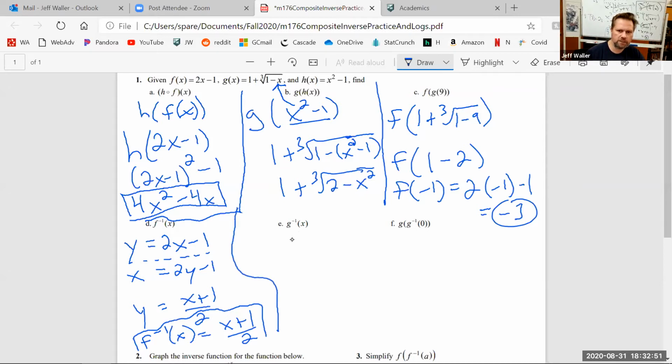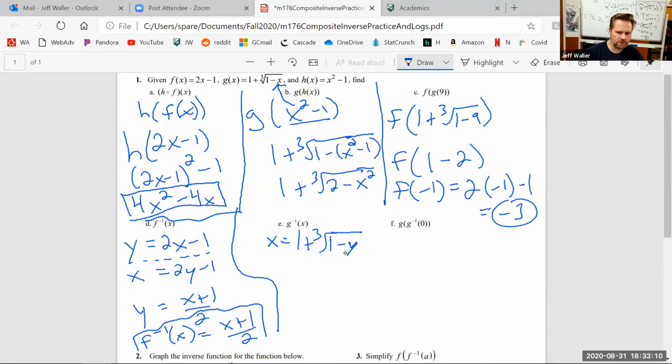And then g inverse, this is going to be a little bit more interesting. So just to cut to the chase, I'm going to write this, if everybody's cool with that. I'm going to skip a couple steps.